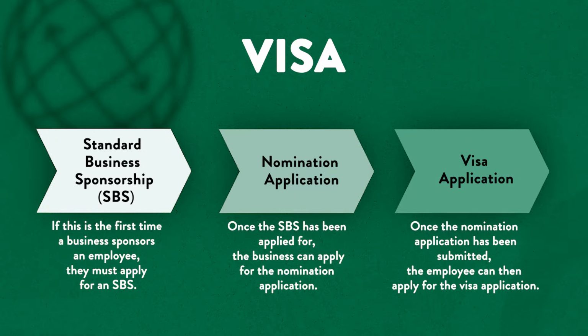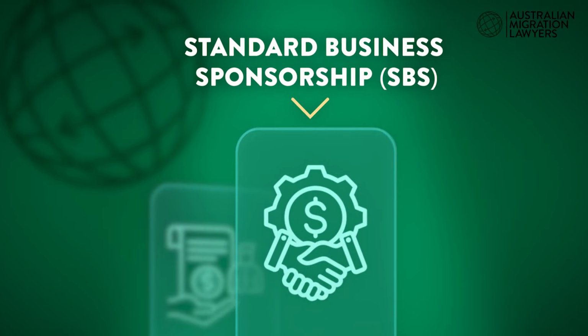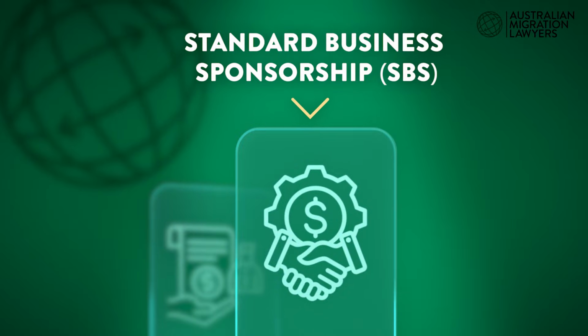The 494 visa, which is the skilled employer-sponsored regional visa, also shares the same first step as the 482 visa. The first step is to apply for a Standard Business Sponsorship. You need a Standard Business Sponsorship in order to start sponsoring foreign workers through the 482 and 494 visa program.